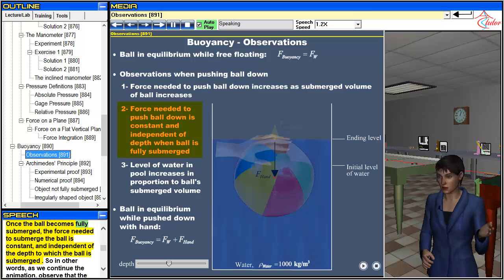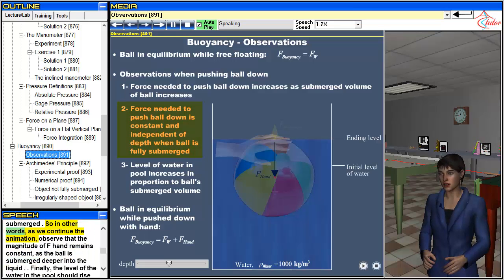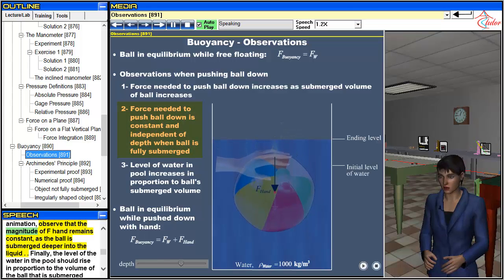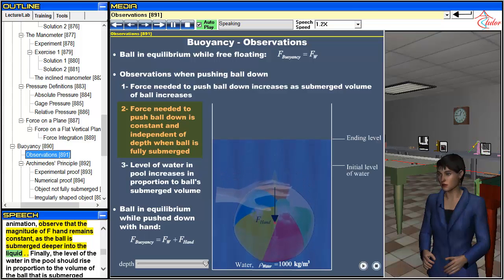Once the ball becomes fully submerged, the force needed to submerge the ball is constant, and independent of the depth to which the ball is submerged. So in other words, as we continue the animation, observe that the magnitude of F hand remains constant, as the ball is submerged deeper into the liquid.